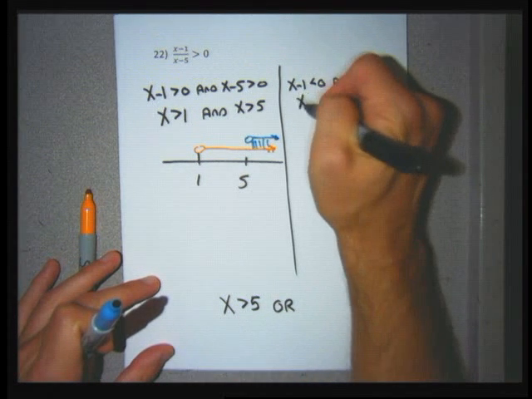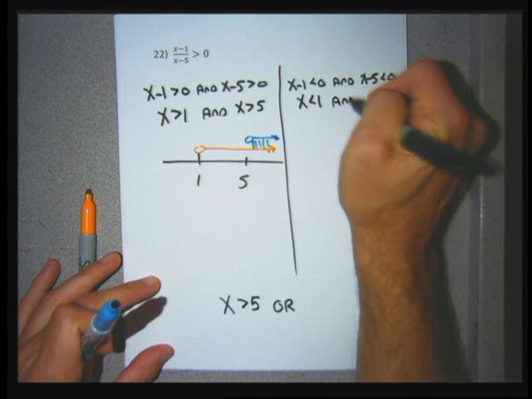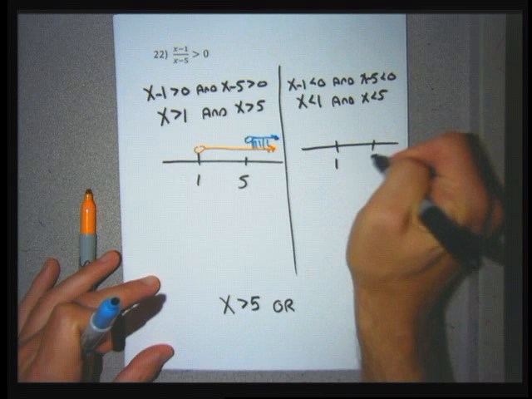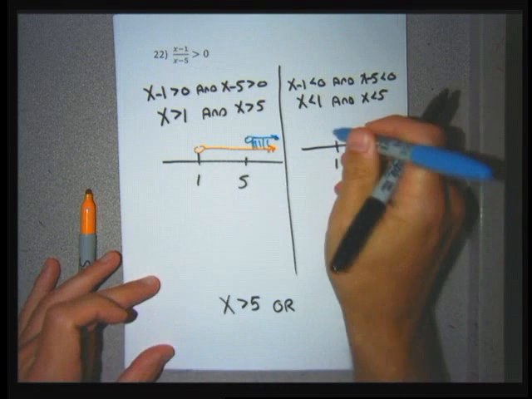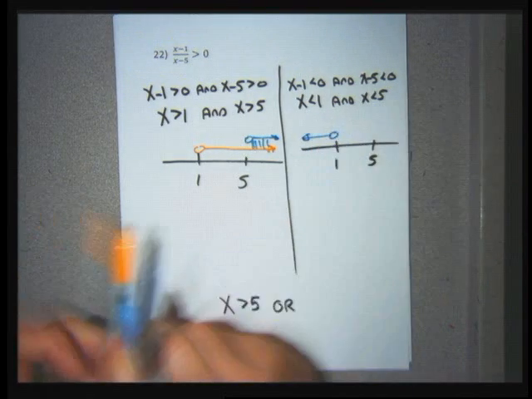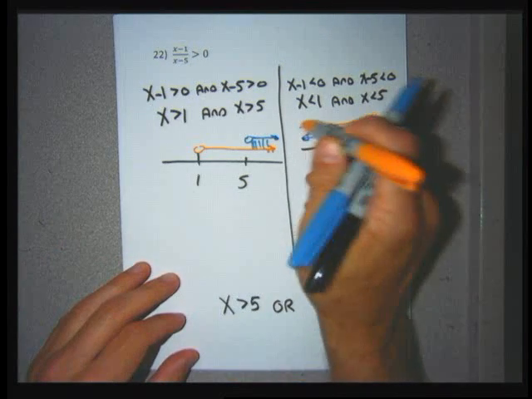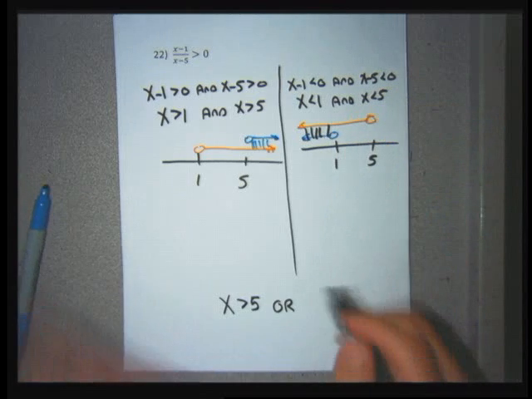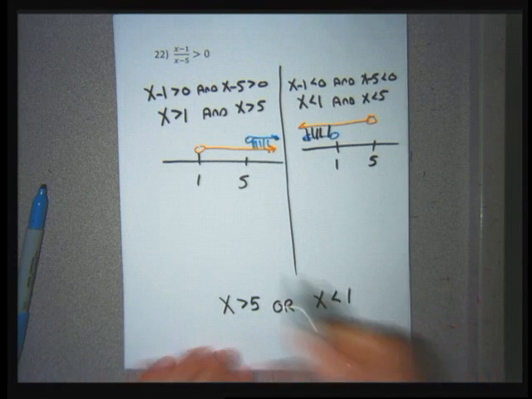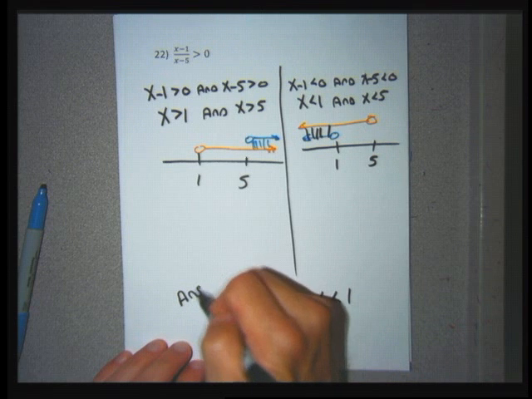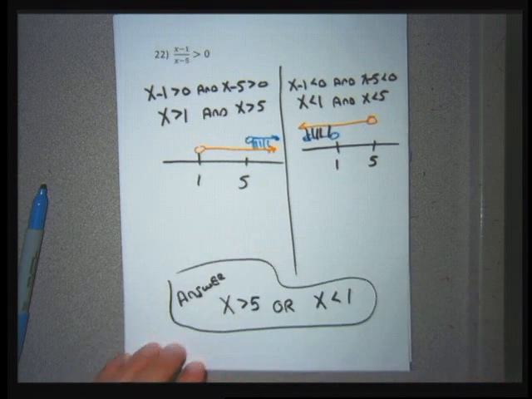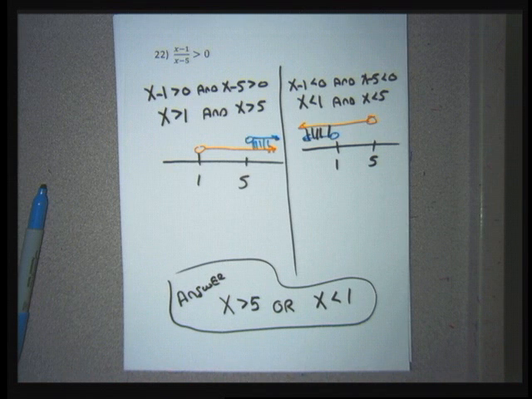Second scenario, I get x is less than 1 and x is less than 5. Draw my 1 and my 5 on my number line. X is less than 1, I go to the left of 1. X is less than 5, I go to the left of 5. The overlapping region is the x is less than 1 part, so the solution to that region is going to be x is less than 1. Both regions have solutions. I write the solutions next to each other with the word or in my final answer. So I'm going to get x is greater than 5 or x is less than 1.